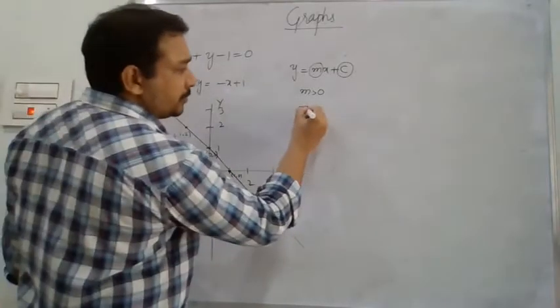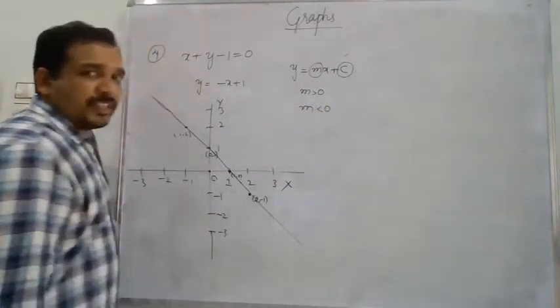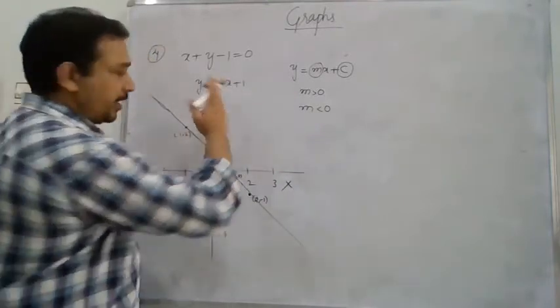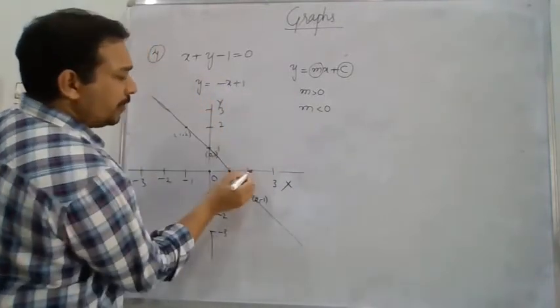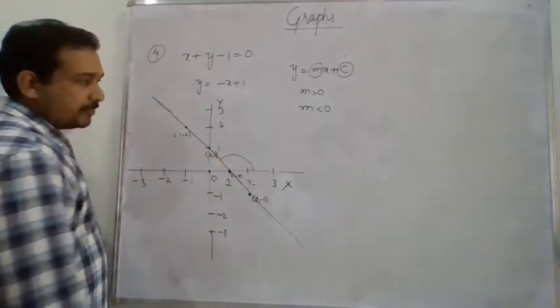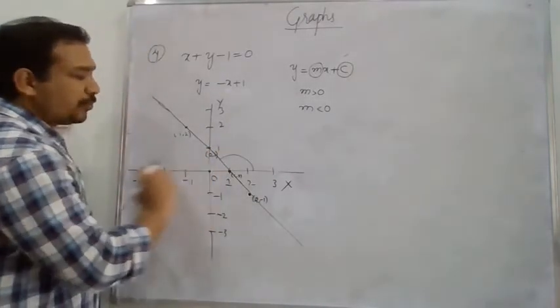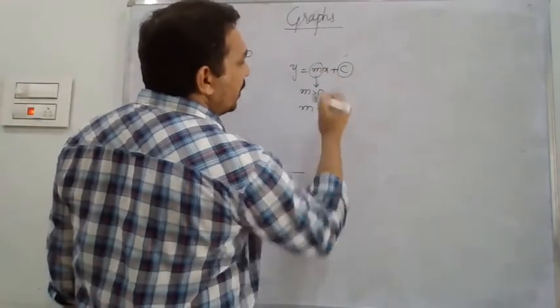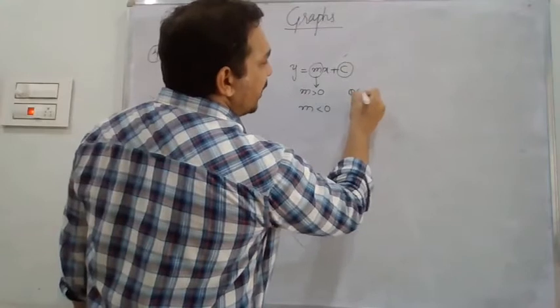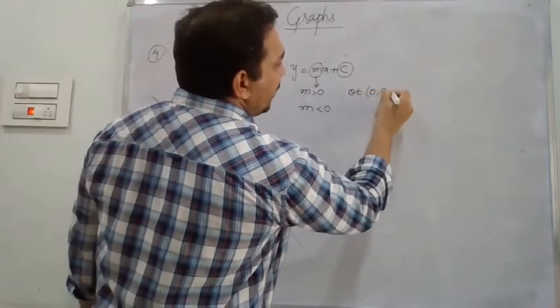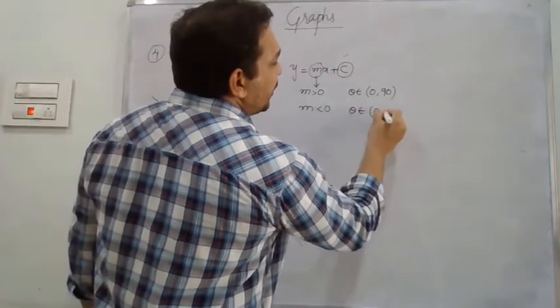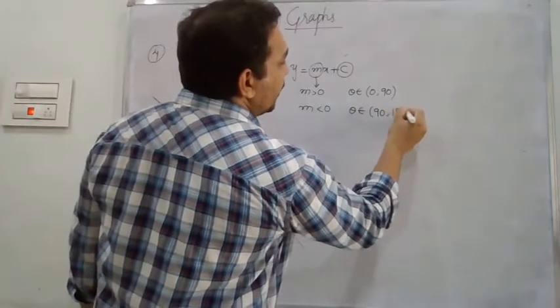If m is negative, then the line should make an angle of more than 90 and less than 180 degrees. Means this way. This line is making more than 90 degrees and up to 180 degrees only. So if m is positive, the angle of the line must be from 0 to 90 degrees. If m is negative, then the angle must be from 90 to 180 degrees only.